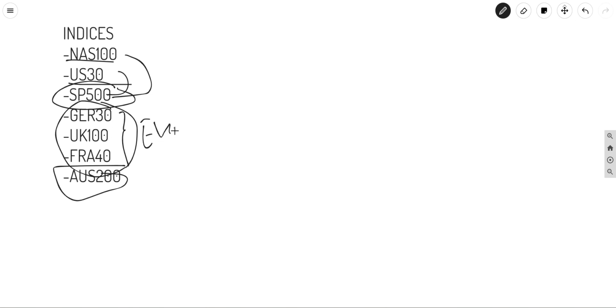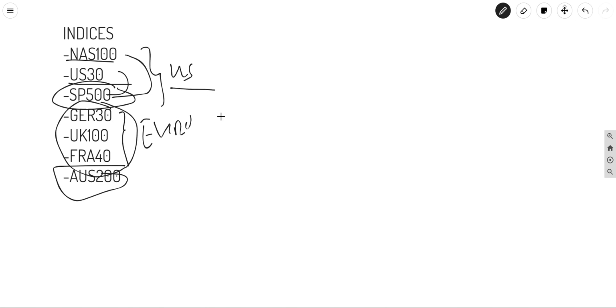I don't trade SP500. I trade J30, but the direction of SP500 and NAS100, as well as US30, most of the time they're the same, 98 to 99% are the same. We call them correlated. J30, UK100, Frankfurt, and this is from Australia. But the rest, these are from Europe, while these are from US.